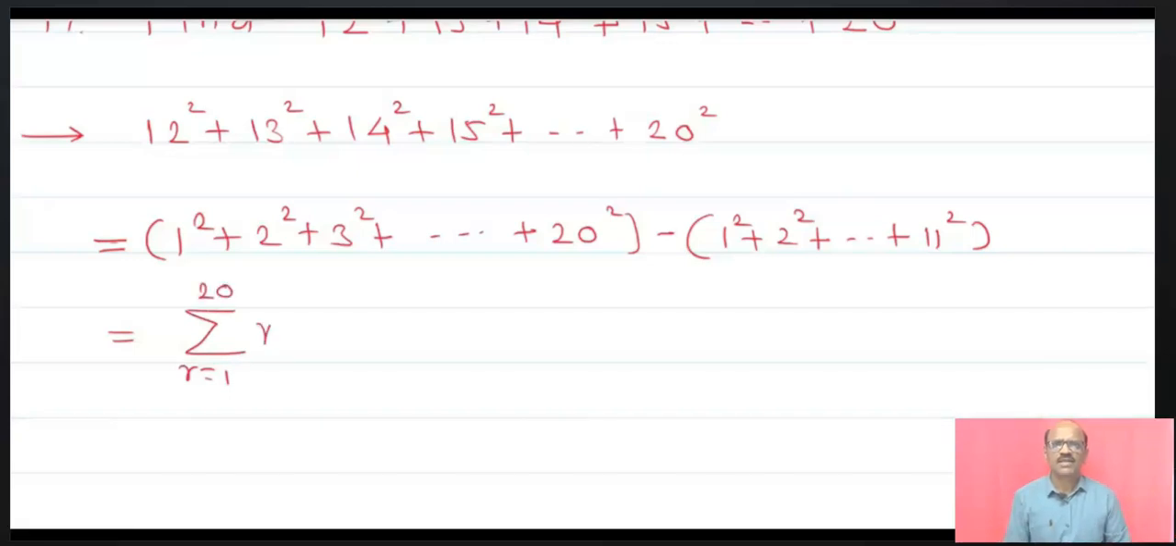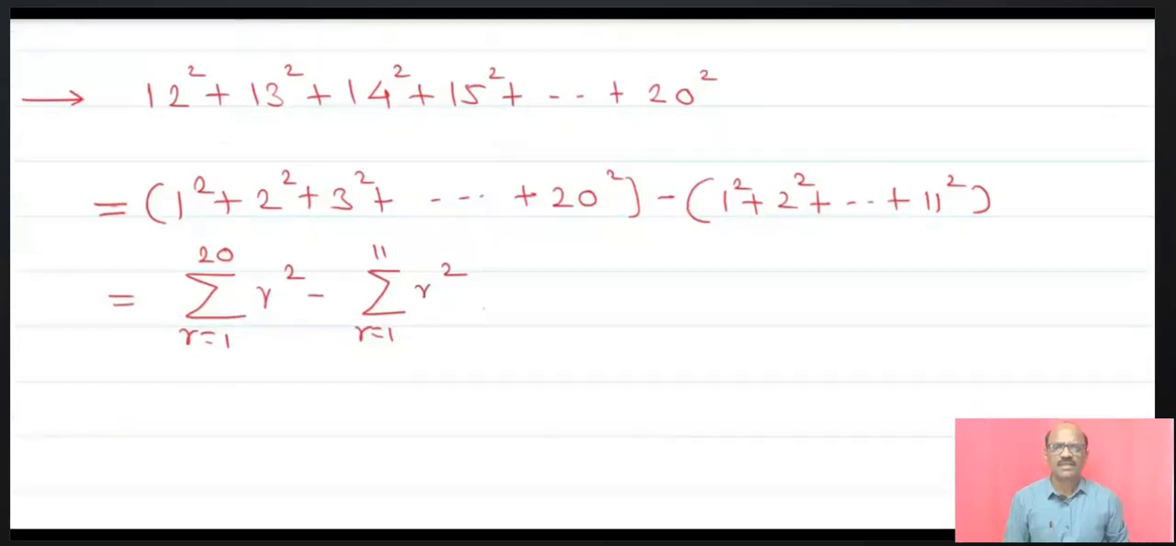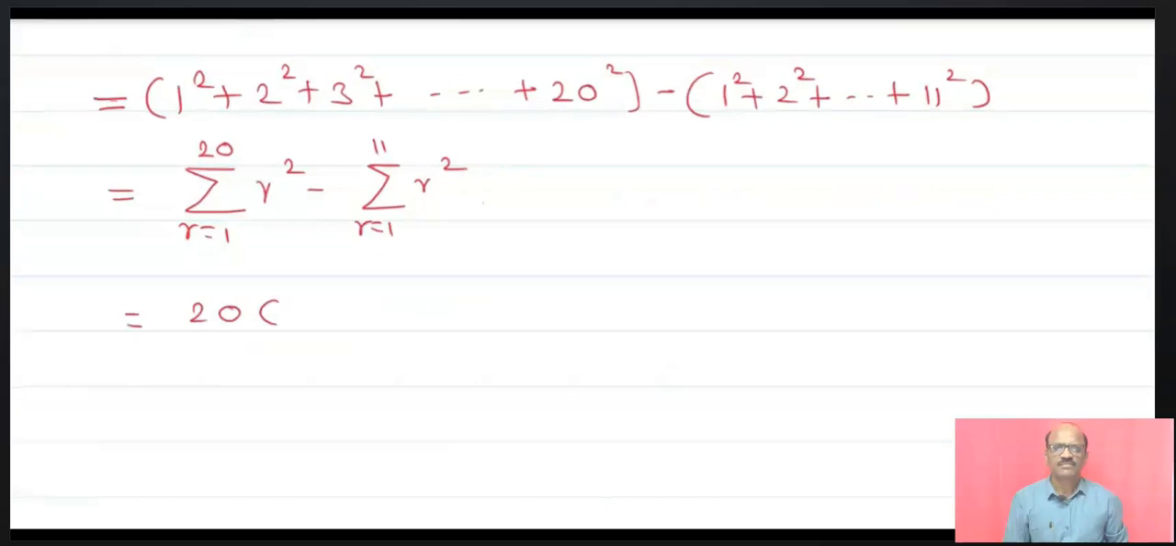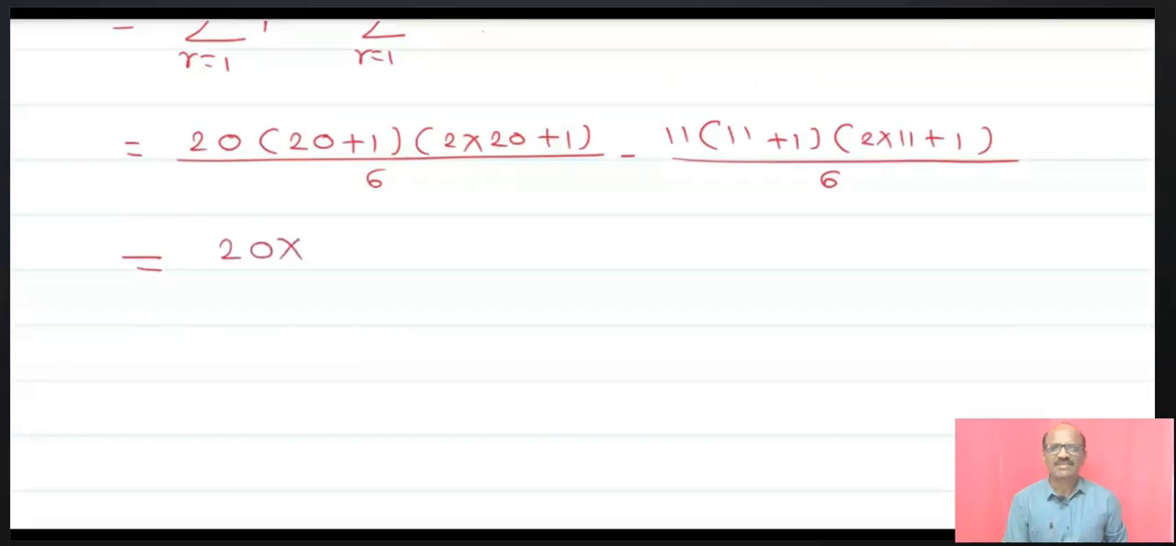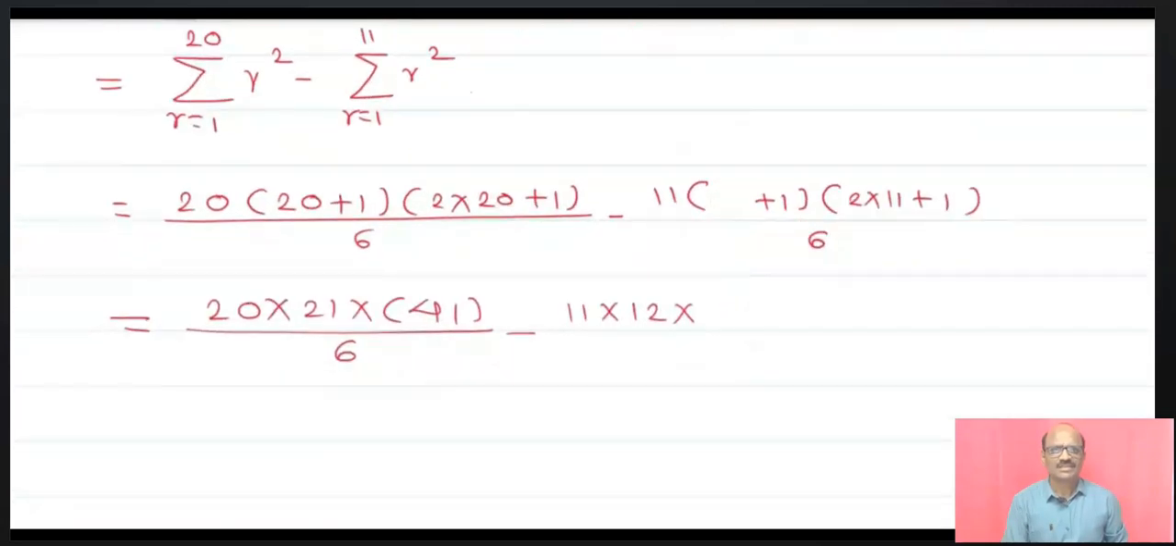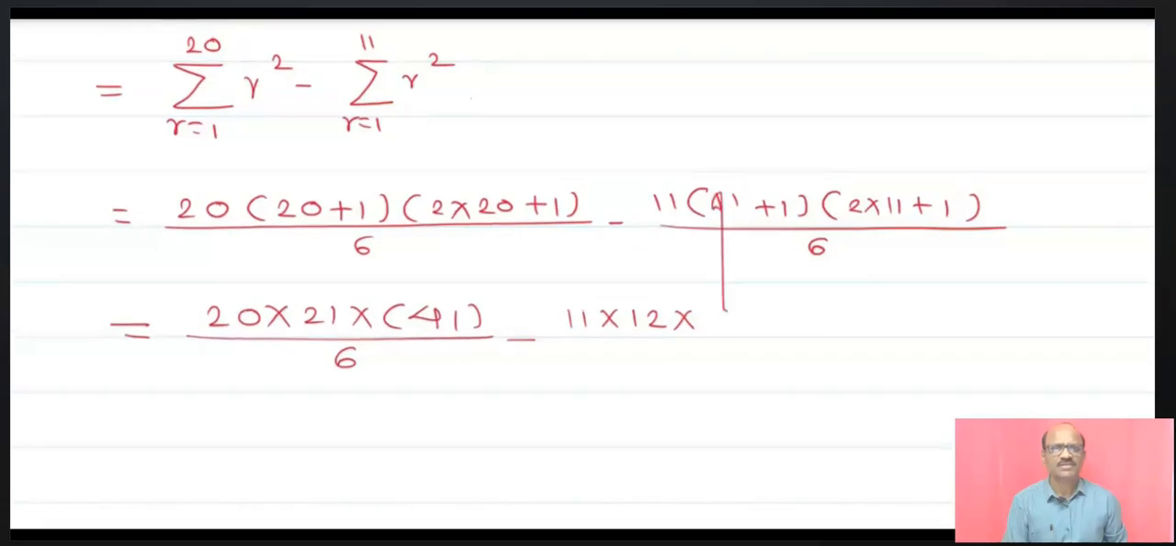Now see this. Summation r equals 1 to 20 of r² minus summation r equals 1 to 11 of r². Now again here we will apply the formula: 20(20+1)(2·20+1)/6 minus 11(11+1)(2·11+1)/6. We can substitute. Normal calculations are there. Simple, we can substitute the numbers.